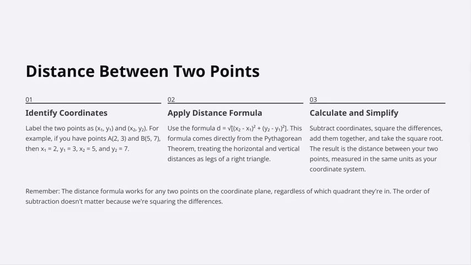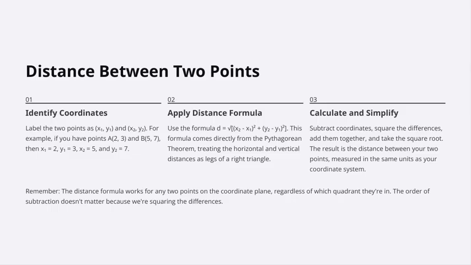Next, we apply the distance formula, which is d equals the square root of the sum of the squared differences in x and y, that is, d equals square root of (x2 minus x1) squared plus (y2 minus y1) squared. This formula actually comes from the Pythagorean theorem because we can think of the horizontal and vertical differences as the legs of a right triangle.